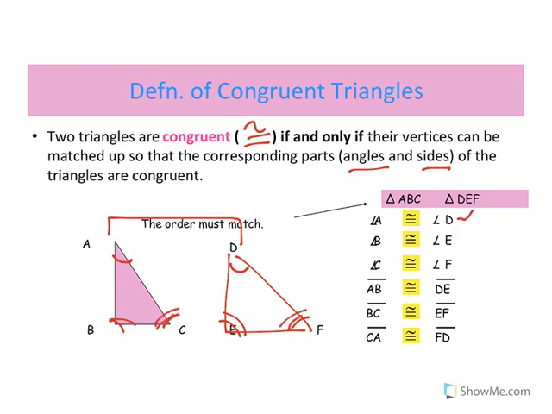So we're done with all three angles, and now we have to compare the size. We said that segment AB is congruent to DE, and BC is congruent to EF, and CA is congruent to FD. And also when you write your congruence statement, make sure that all of these match up.